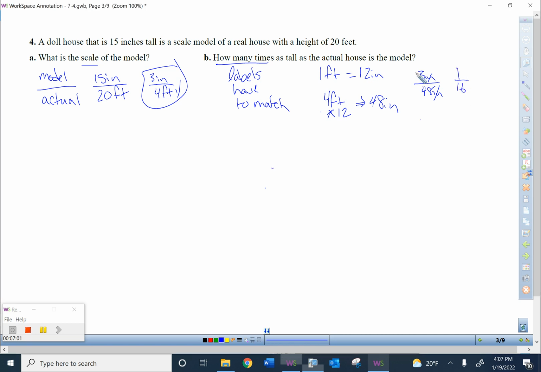And this tells us how many times the model is compared to the actual house. This is kind of worded a little backwards, but we just have to match the original. It's 1/16 as big as the house. Okay, just answering the question.